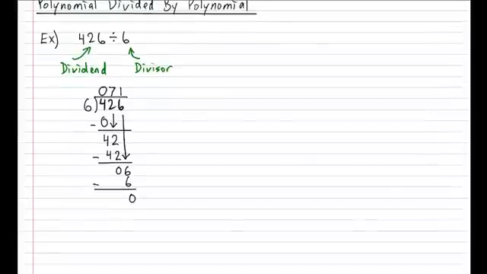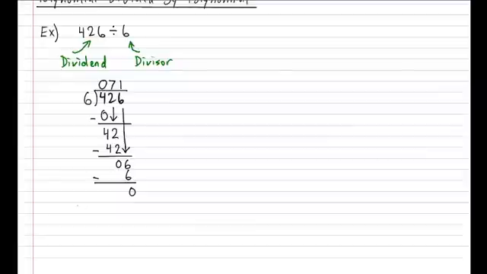Now you know you have finished when you've taken down every digit or number from your dividend. And in this case, it leaves a 0, so there's no remainder. So we can conclude that 6 multiplied by 71 gives back your original dividend, the 426.